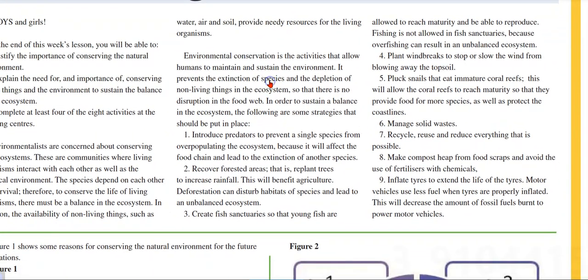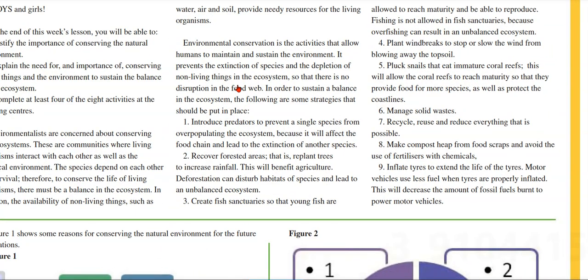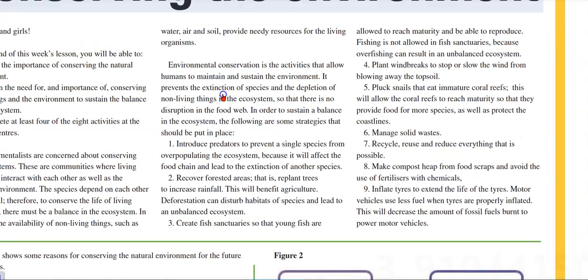Environmental conservation is the activity that allows humans to maintain and sustain the environment. It prevents the extinction of species and the depletion of non-living things in the environment. So let's go back in a little bit more. Yes, this is as far as we can go.